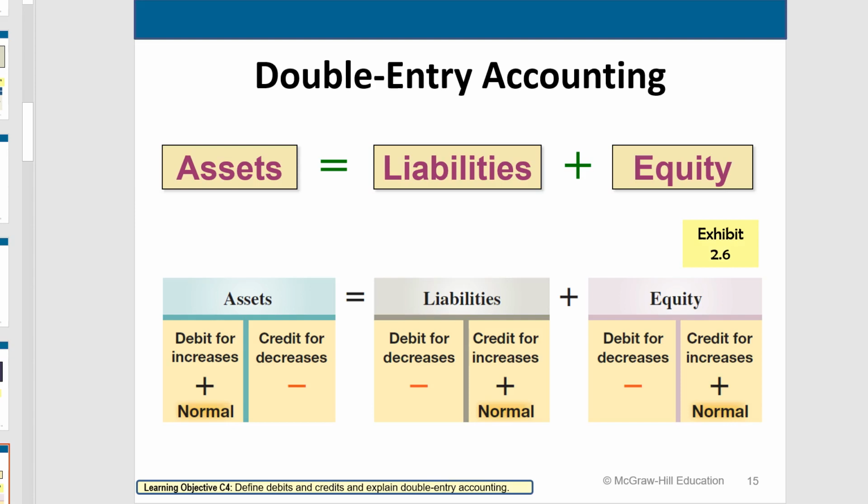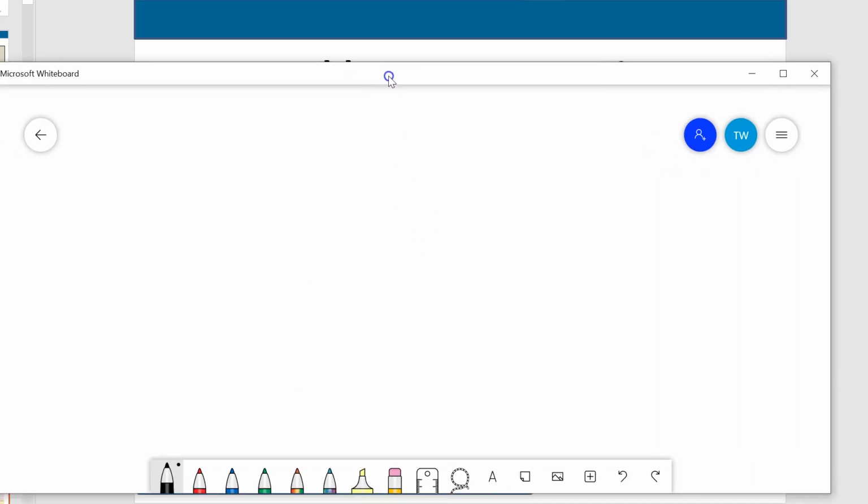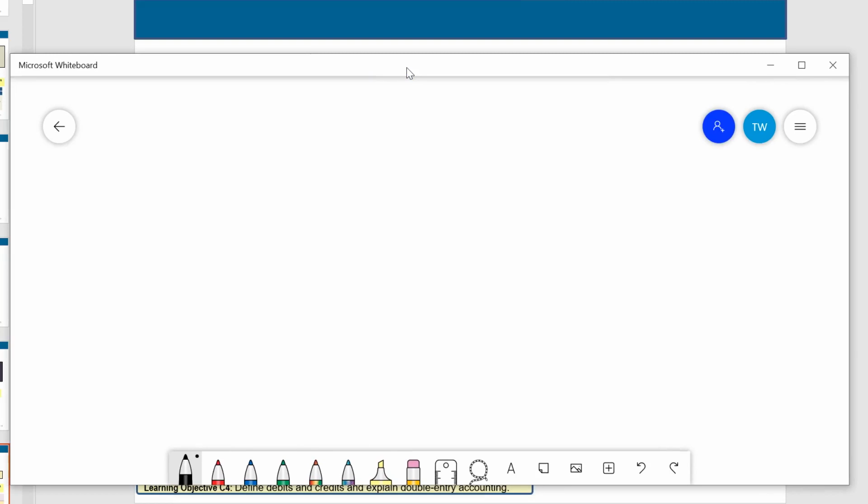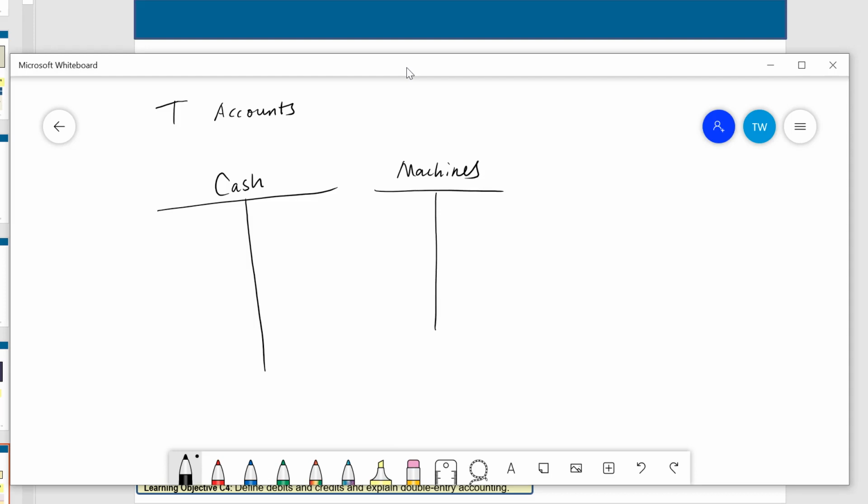All right. Now let's take a look at how debits and credits work. So what we call this tool is T accounts. Basically we draw a T, and this is an account. It could be cash. We could also have many of these T accounts if we're going to write it down on paper. We could have, let's say, machines. Or maybe we have accounts payable. So each of them has a T account.